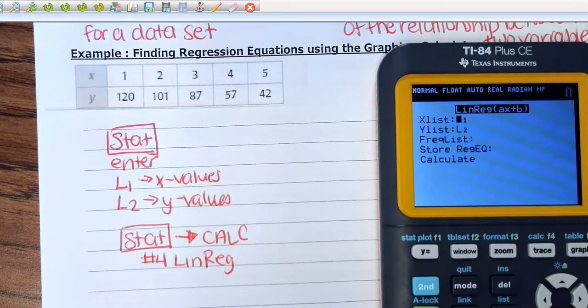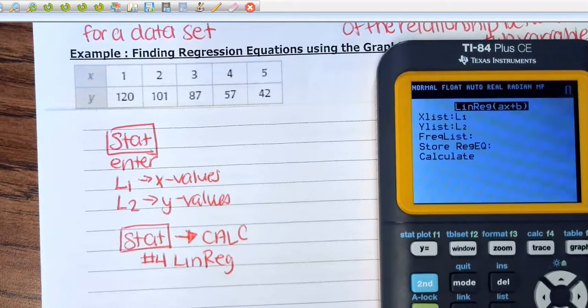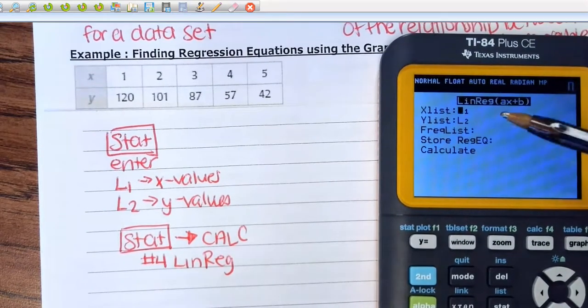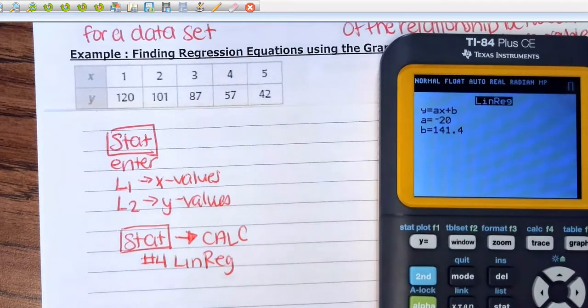And then it'll bring up a screen. If you have an 83, it won't bring up a screen. If you have an 84, it will. You just want to have your X's be list 1, your Y's be list 2, and then don't worry about anything else here. Just keep hitting enter. And then this should display your line of best fit.